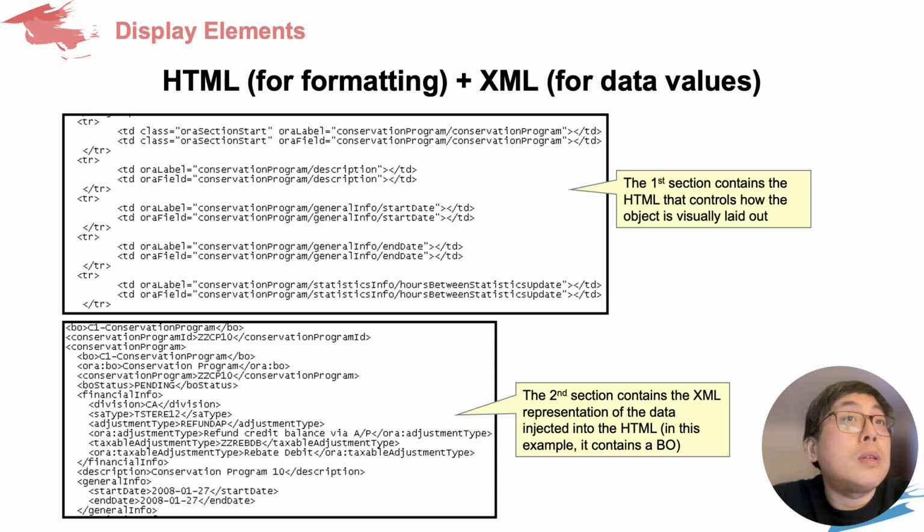Over here, we can see the conservation program description is actually called conservation program 10. So on the label, it will just show 10. It will actually show what is on the metadata. So if the description, let's assume it's just called description, then we'll show description, and our field will show the value, which is conservation program 10.